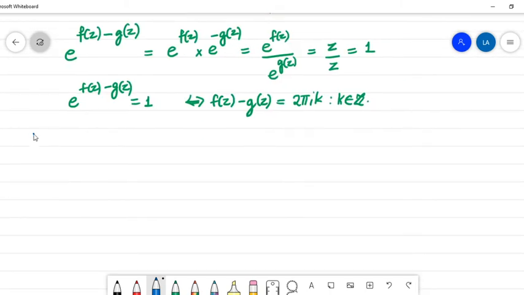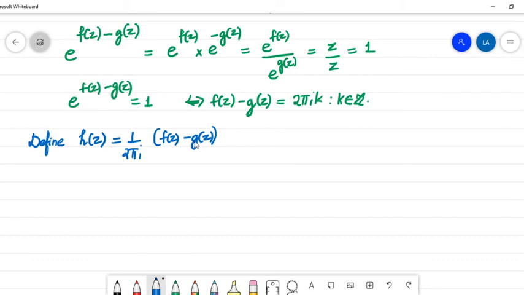Now you're going to define a new function h of z. Let this h of z be equal to 1 by 2 pi i into f of z minus g of z. Fine? Here f of z and g of z, f of z you already know that it is a branch. So definitely it is a continuous function by the definition of branch.